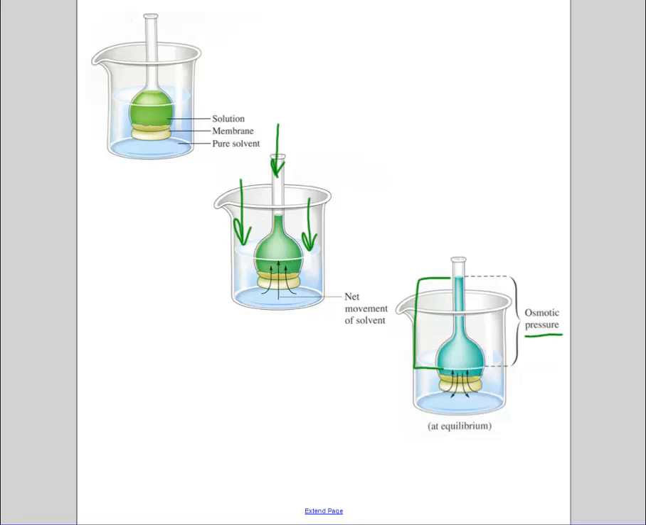That pretty much wraps up Chapter 11. What we are mostly focusing on is the definition of solutions, freezing point depression, boiling point elevation, and how solutions are different from plain solvents.